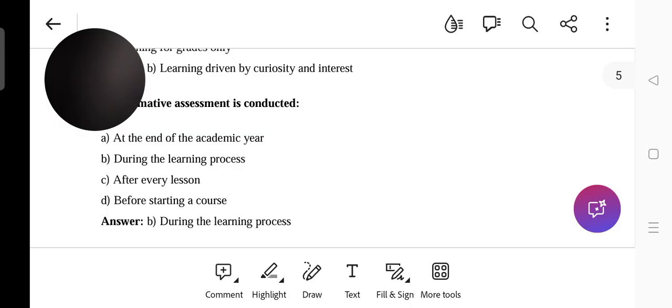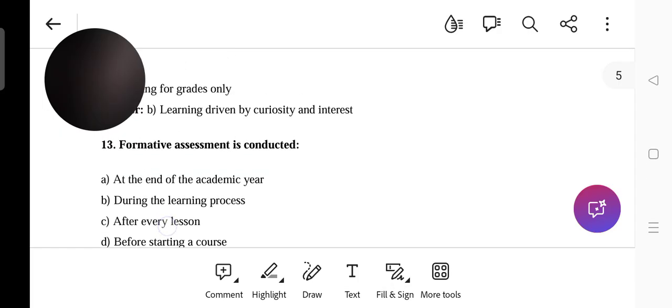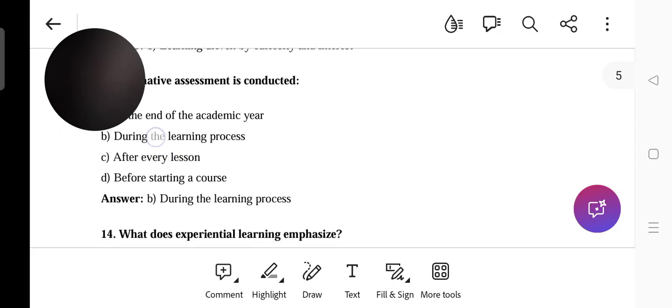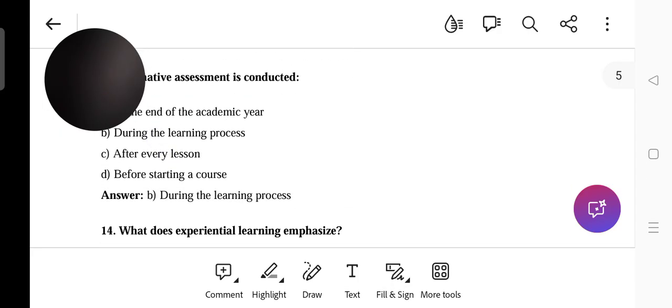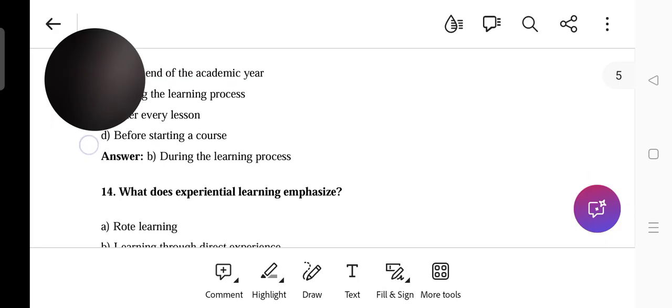So there are four options. Option A, at the end of the academic year. Option B, during the learning process. Option C, after every lecture, and option D, before starting a course. So the appropriate option will be B, during the learning process, when the formative assessment is conducted. Formative assessment is conducted during the learning process. Always remember.